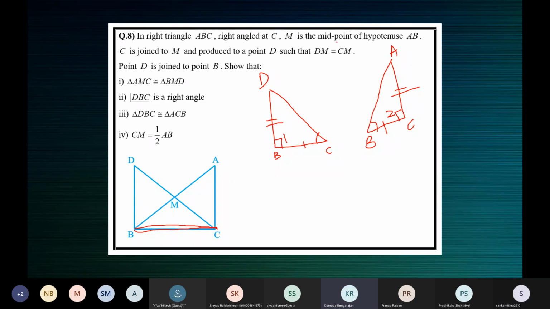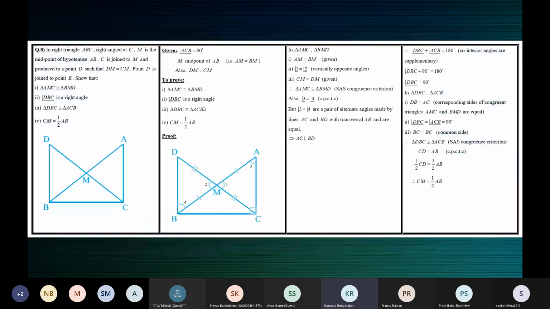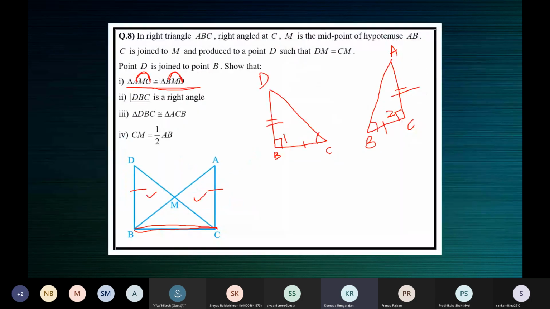Since we've already proved that these two triangles are congruent to each other, from this we have AC is equal to BD. See here, these two triangles are congruent to each other, so AC is equal to BD. CPCTC, that's the reason here. AC is equal to BD because triangle AMC is congruent to BMD, CPCTC.